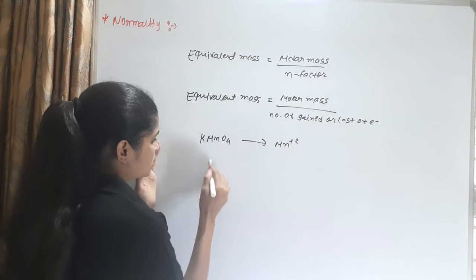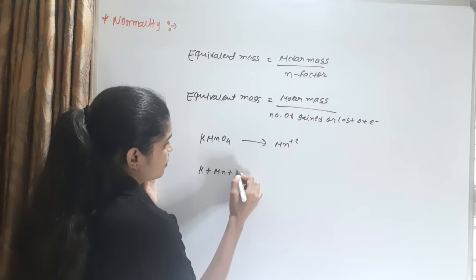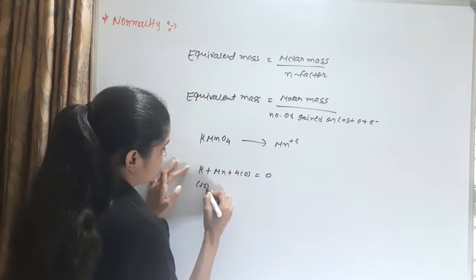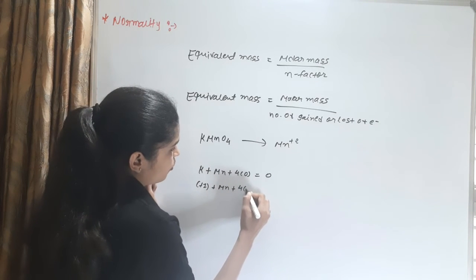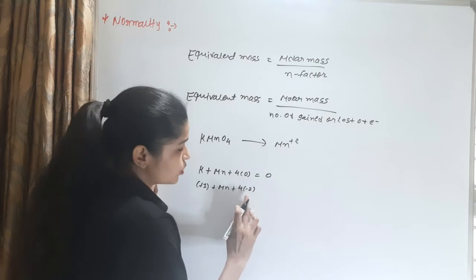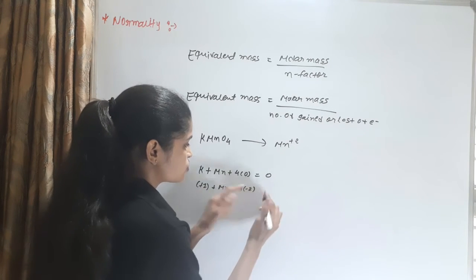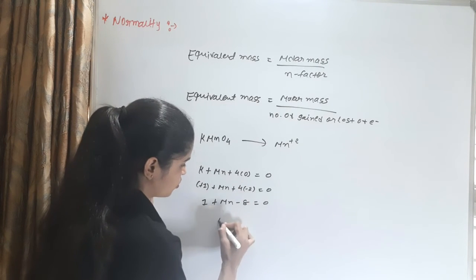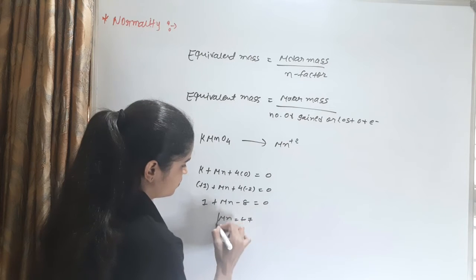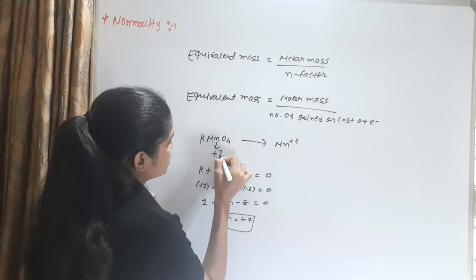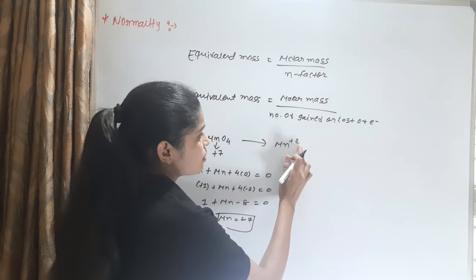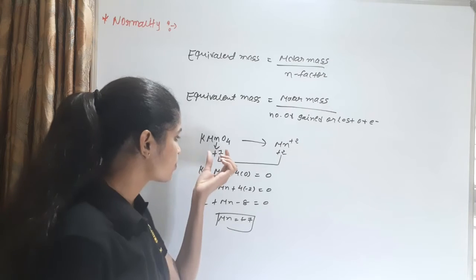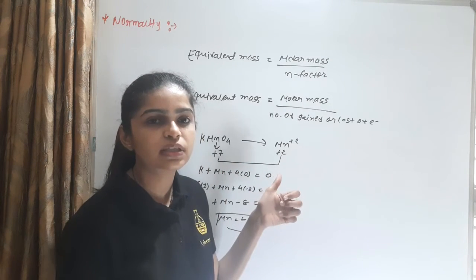How to find the oxidation state? K plus Mn plus 4 oxygen is equal to 0. K is plus 1, find Mn, and oxygen is minus 2. So 4 multiplied by minus 2 is minus 8. Plus 1 plus Mn minus 8 is equal to 0. So Mn is equal to plus 7. So the KMnO4 oxidation state is plus 7, and this is plus 2. So plus 7 is converted into plus 2. Plus 7 gains 5 electrons and converts into plus 2.